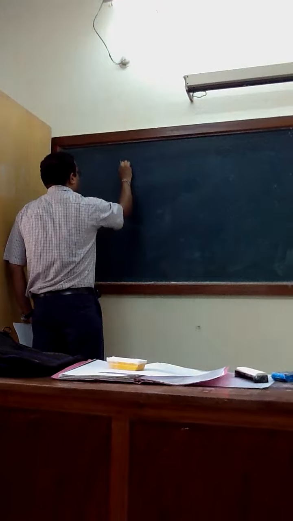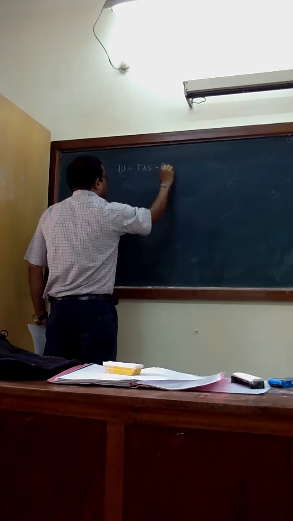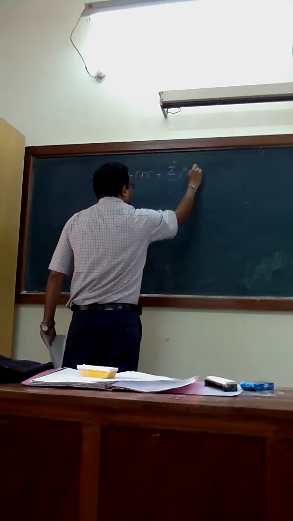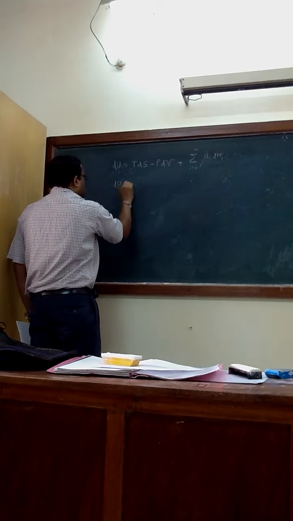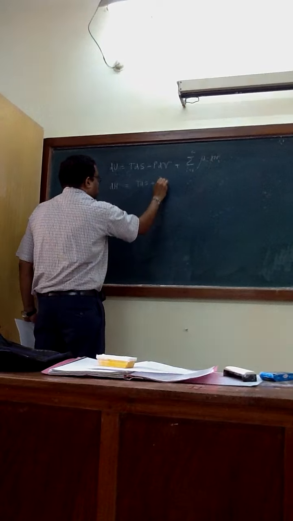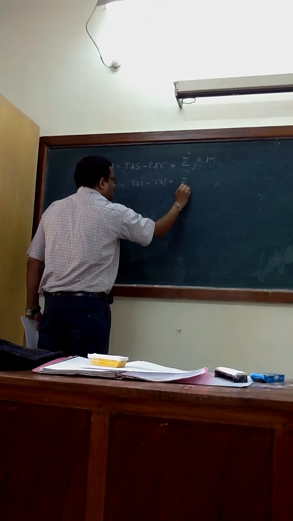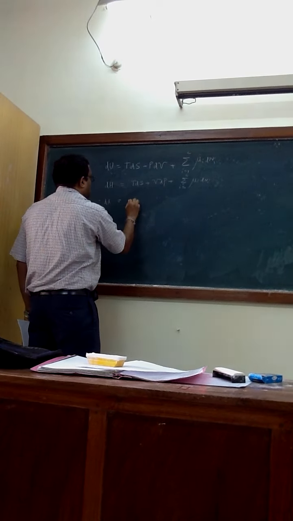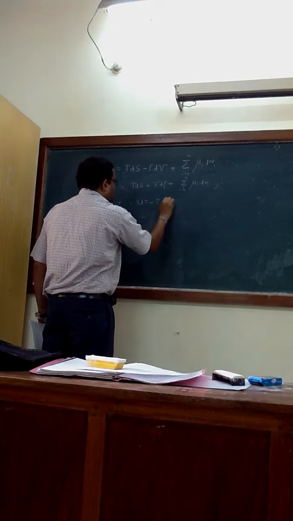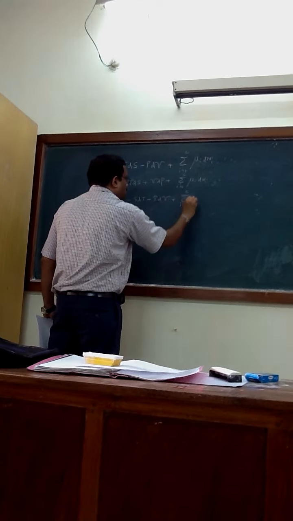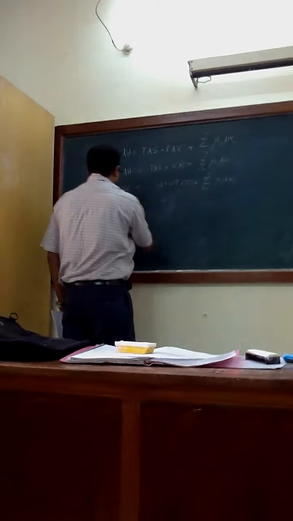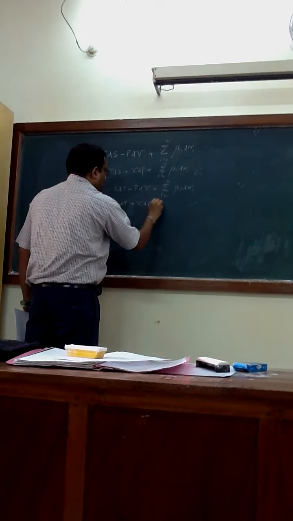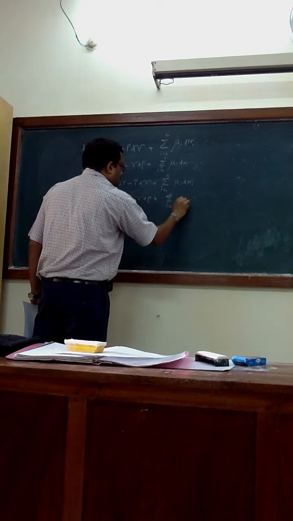So first we write down for a mixture: summation i equals 1 to C of mu i dn_i. dH equals TdS plus VdP plus summation i equals 1 to C mu i dn_i. dA equals minus SdT minus PdV plus summation i equals 1 to C mu i dn_i. dG equals minus SdT plus VdP plus summation i equals 1 to C mu i dn_i.